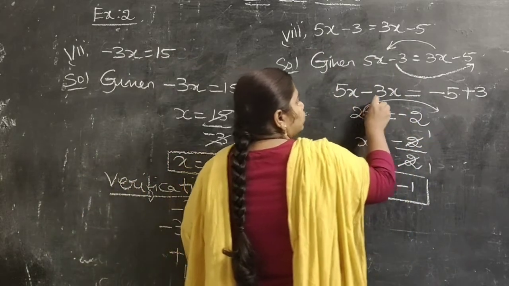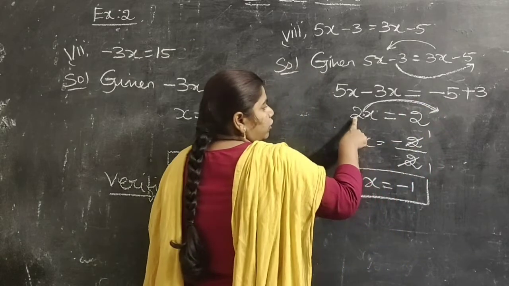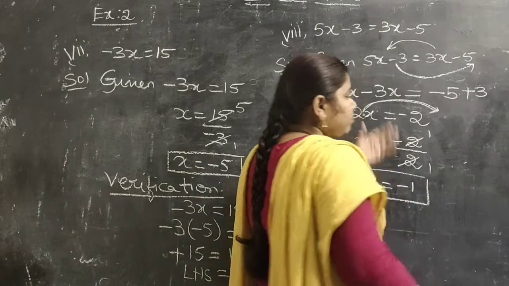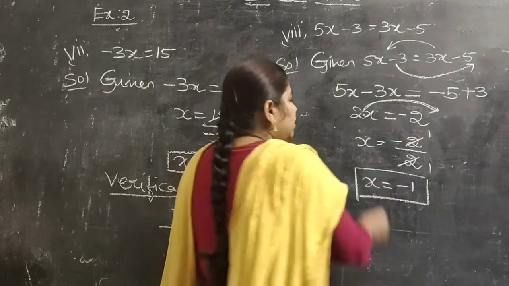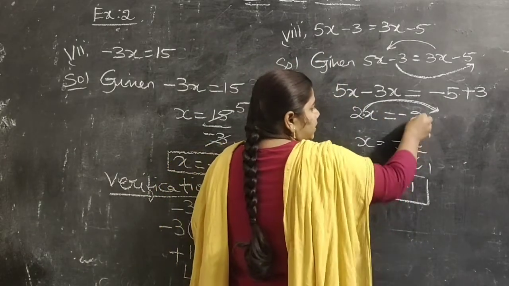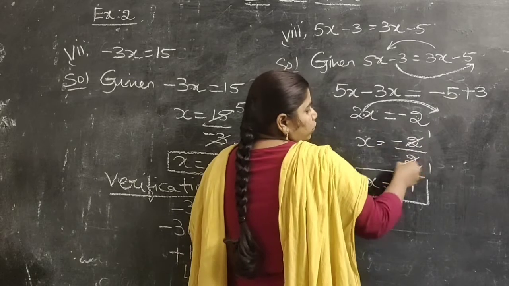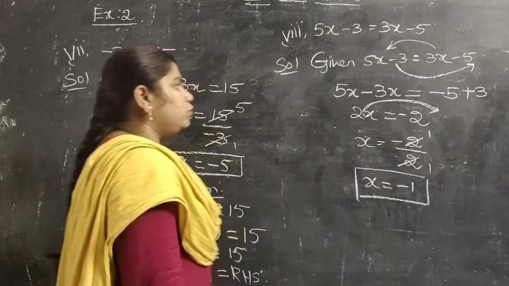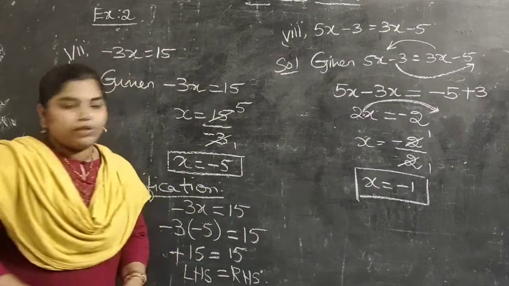Now transpose this 2 to the other side. So the relation of 2 and x is multiplication. So if you transpose the multiplication, that will be converted into division. So x is equals to minus 2 by 2. 2 ones are 2. So what is the result here? x is equals to minus 1. Now we will check the verification.